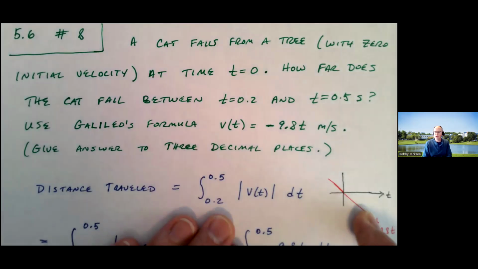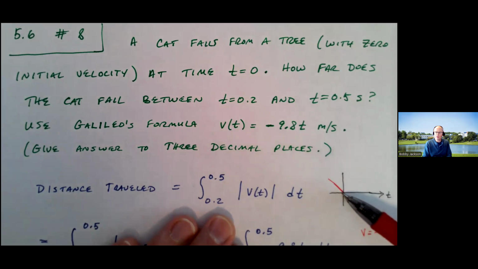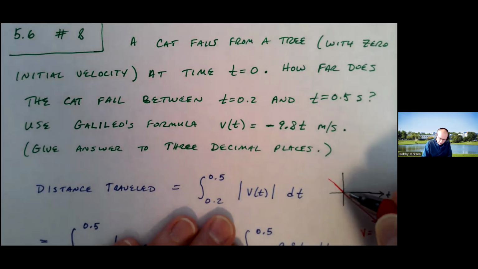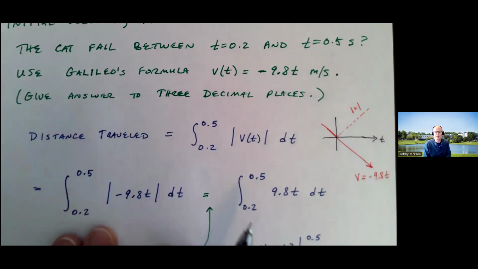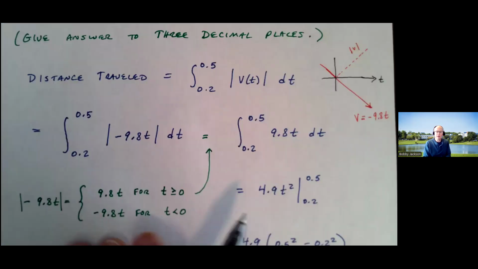But notice, look what's happening for time greater than 0: negative 9.8 t, of course, is always a negative value. So when we integrate the absolute value of this, it's going to look like this. This would be the absolute value of the function v. And so we just need to multiply by negative 1 over that same interval.